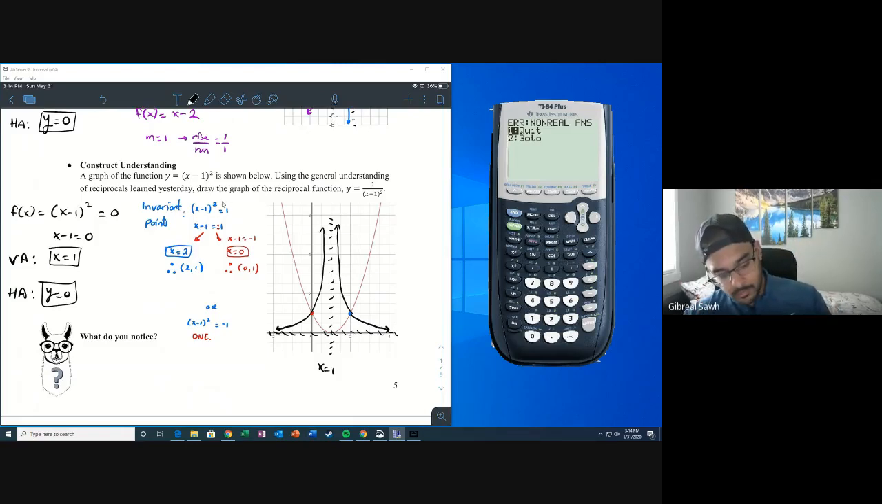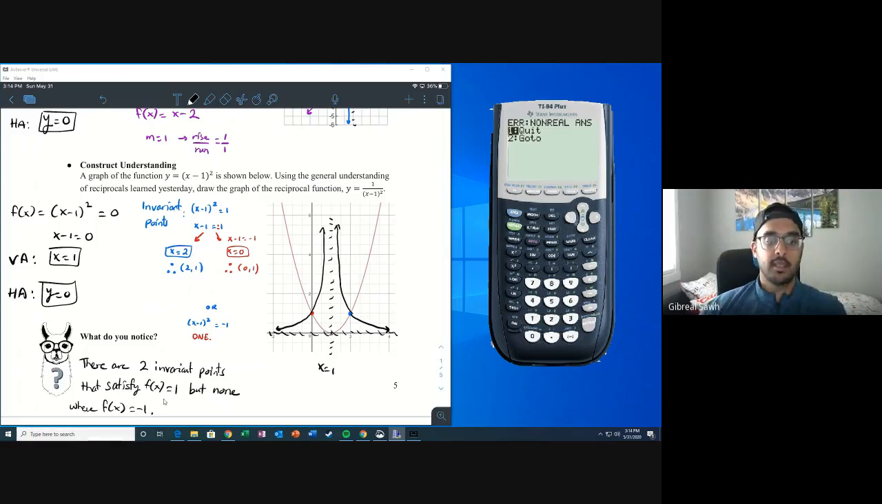So we could say there are 2 invariant points that satisfy f of x is equal to 1, but none where f of x is equal to -1. Now this won't always be the case. Sometimes my +1 case might yield me no points, and my -1 case might actually give me the points. So it could change, so be very careful with your negatives here. And you even watched me make the same mistake, and I had to go back in because I forgot about that.